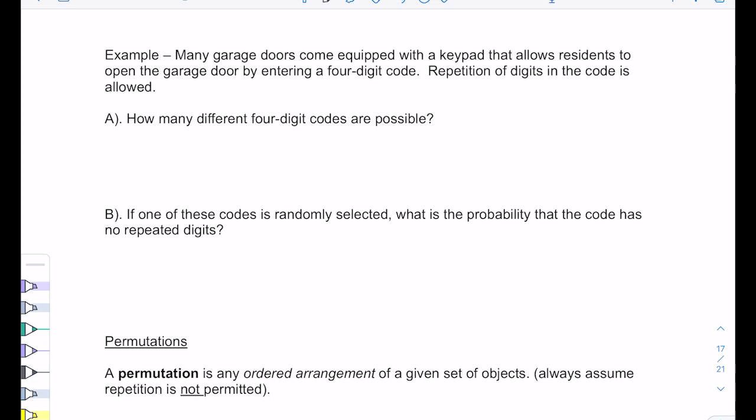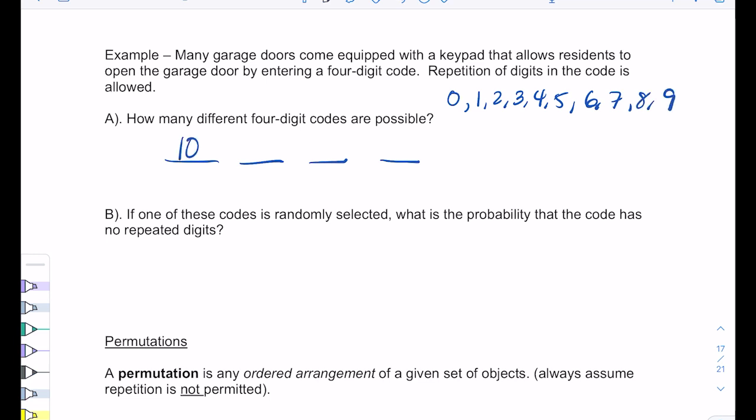Many garage doors come equipped with a keypad that allows residents to open the garage door by entering a 4-digit code. Repetitions of digits in the code is allowed. The first question says, how many different 4-digit codes are possible? So again, we're dealing with numbers, and you have the numbers 0 through 9. So you can count, that's 10 different numbers.